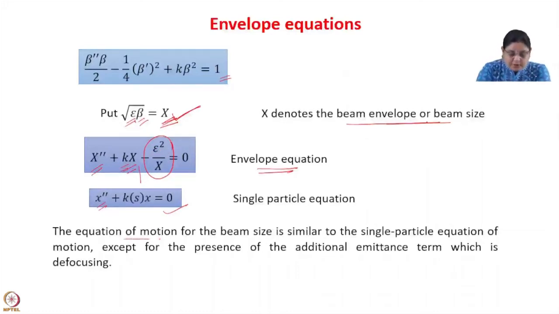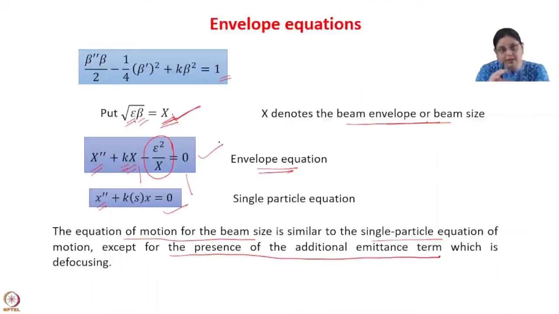So the equation of motion for the beam size is similar to that of the single particle equation of motion, except for the presence of an additional emittance term which is defocusing. So this is the envelope equation, which describes the evolution of the beam envelope as a whole, and this is the equation of the single particle under the influence of the externally applied forces due to magnets.